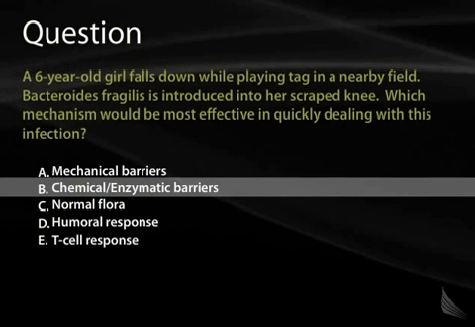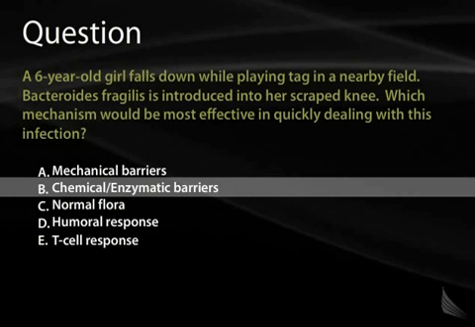The answer is B, chemical or enzymatic barriers. And let's look at how we could approach this problem. We know from the question stem that they want a mechanism that's most effective in quickly dealing. That key word quickly signifies that they're talking about innate response, not adaptive response. So right away you could eliminate both the humoral and the T-cell responses, D and E, and that leaves you with A, B, and C for your choices.